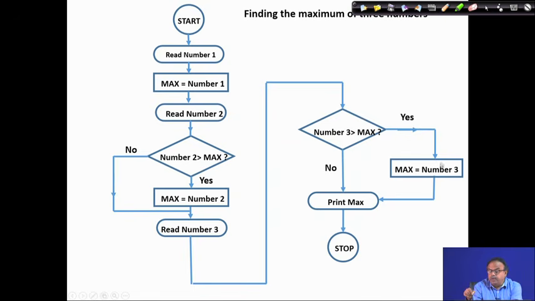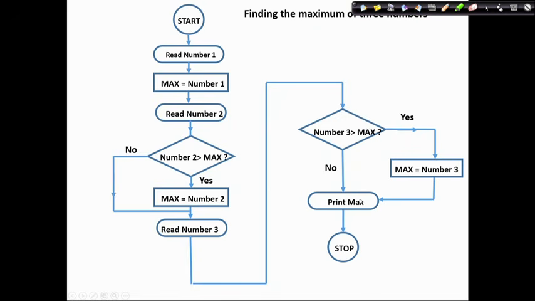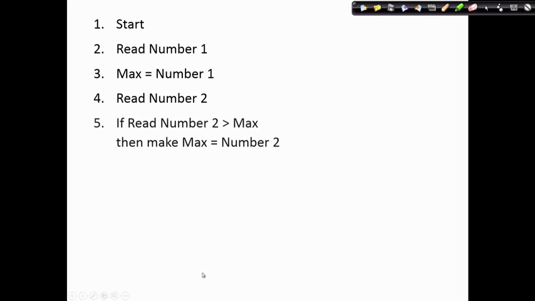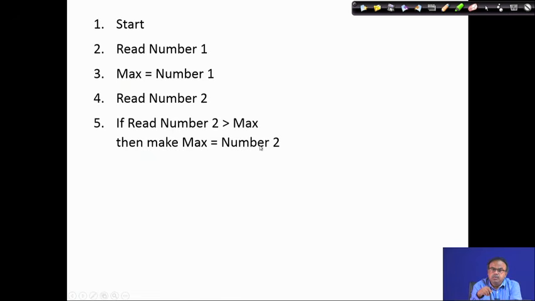So, then I can go here and update this max to be number 3 or the 7, and then I come to the print max part. So, this is the flow chart of finding the maximum of 3 numbers, and consequently you can see the pseudocode of this: start, read first number, then I assign max to be the first number, then I read the second number, assign. Now, if number read is greater than max, then I will make the max to be number 2.